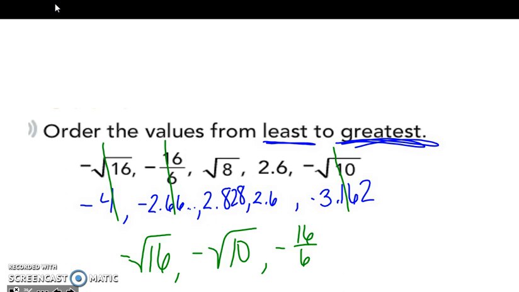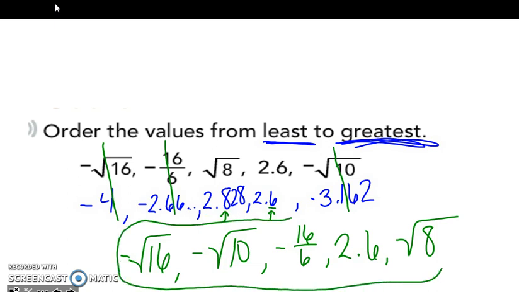And then on this one, we're going to look to the 6 and look to the 8. 6 is smaller than 8, so 2.6 is next. And square root of 8 is last. Make sure you write the original numbers whenever you are giving your final answer.